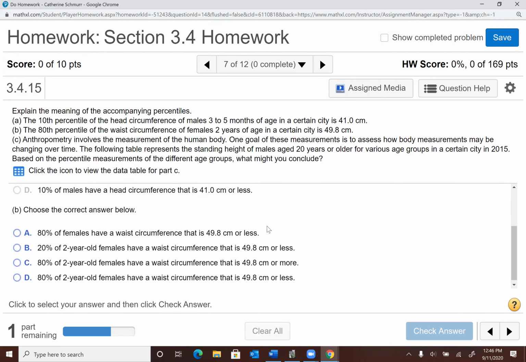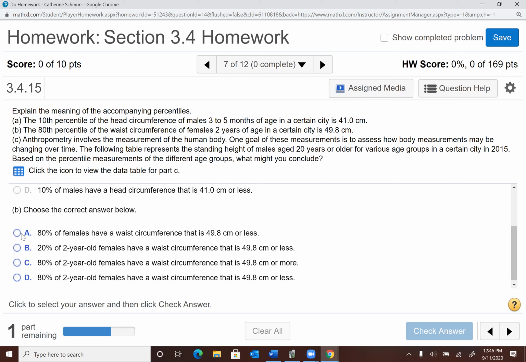Part B says the 80th percentile, so that translates to 80%, of the waist circumference of females 2 years of age in a certain city is 49.8 centimeters. So again, it's always X or less. So 80% of the females 2 years of age have a waist circumference of 49.8 centimeters or less.